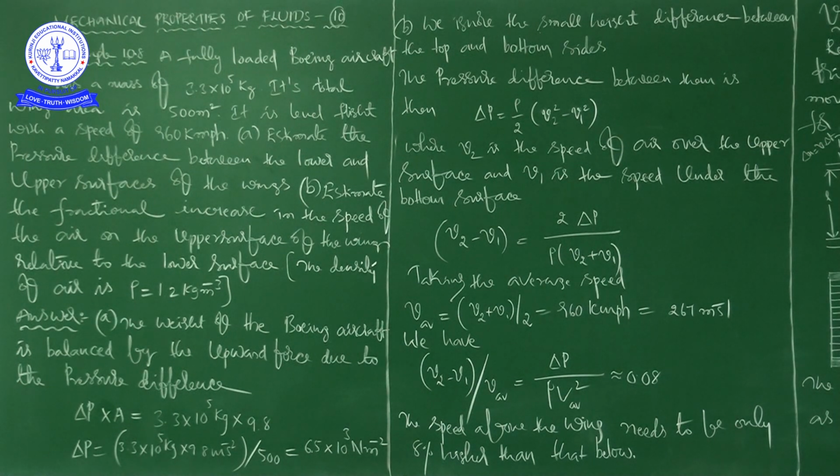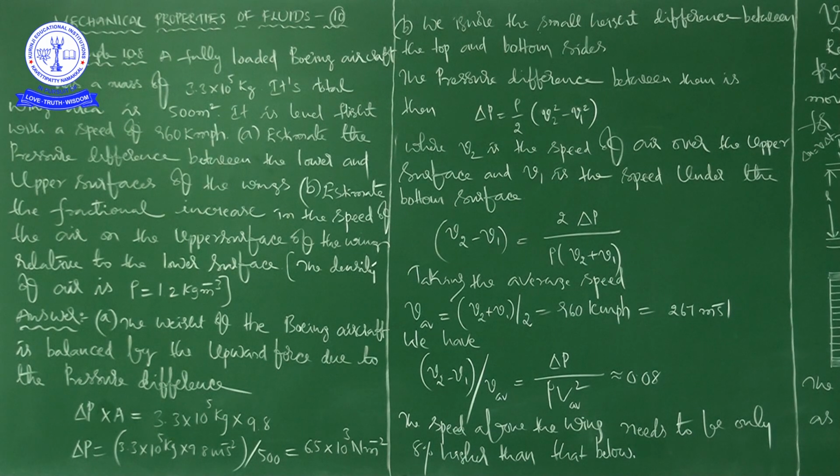Asking to estimate the pressure difference between the lower and upper surfaces of the wings, and to calculate the fractional increase in the speed of the air on the upper surface of the wing relative to the lower surface. Now, see the answer. First A. There are two things, A and B. First, we are going to complete A, then we will go for B.